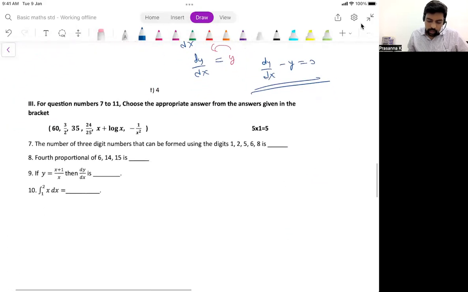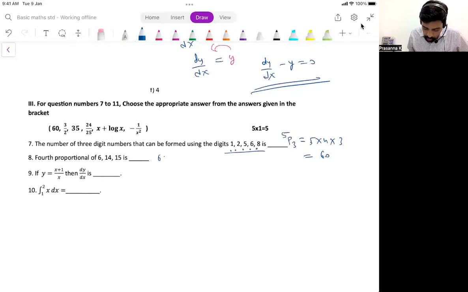Then seventh question, the number of three-digit numbers that can be formed using the digits 1, 2, 5, 6, 8. Now count the number of numbers here. So 1, 2, 3, 4, 5. There are 5 numbers and then we need to form three-digit numbers. So the answer is 5P3. Simplify this. 5 into 4 into 3. Multiply 3 preceding numbers. So 5 into 4 into 3 is 60. Correct answer is 60.